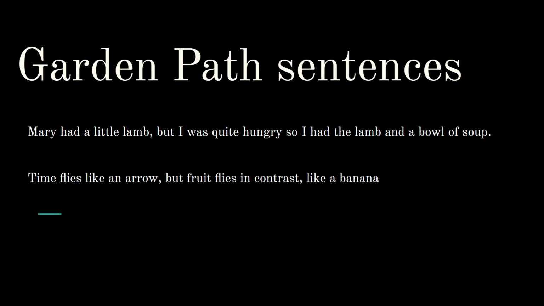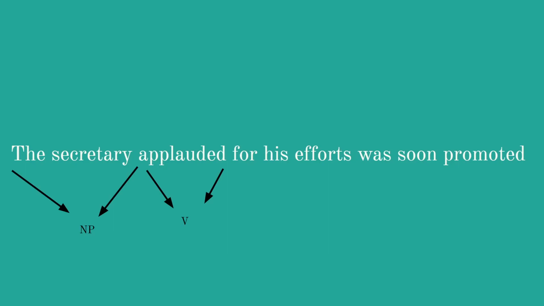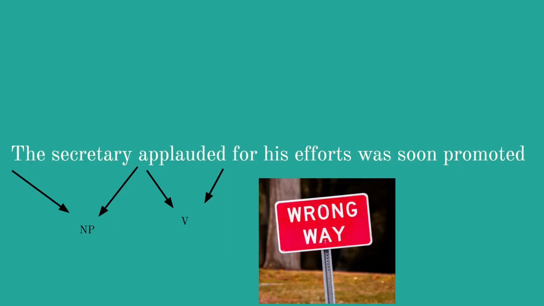What leads you down a garden path? There are many factors that play a role in interpreting these sentences. Firstly, people tend to search for the simplest phrase structure that will accommodate the words heard so far. This strategy can produce problems for more complex sentences. For example, in the sentence, the secretary applauded for his efforts was soon promoted. When you read the secretary applauded, you interpret this initially as a noun phrase and a verb, rather than the correct interpretation of a noun phrase and a separate clause modifying secretary.